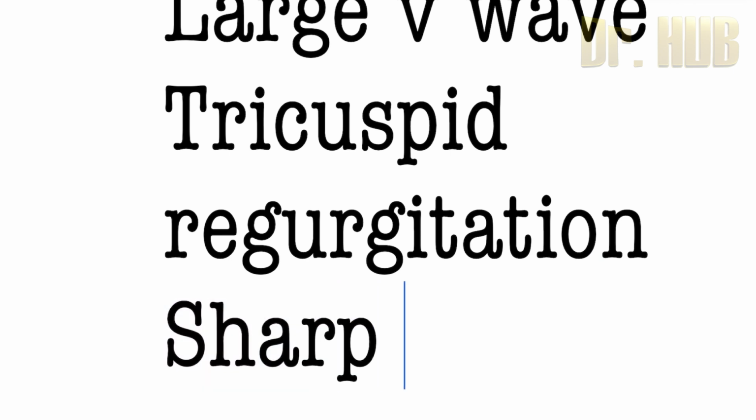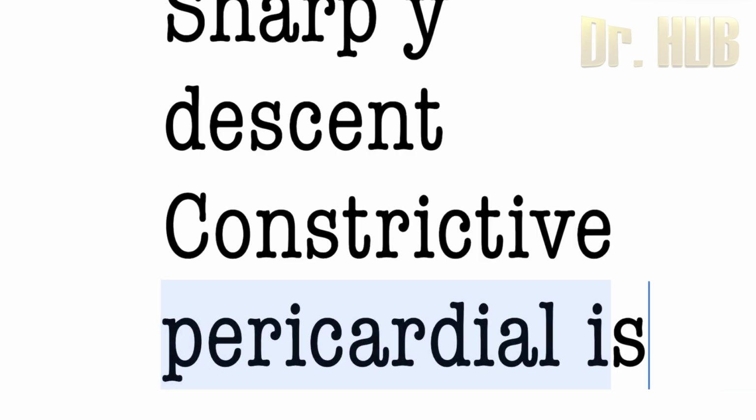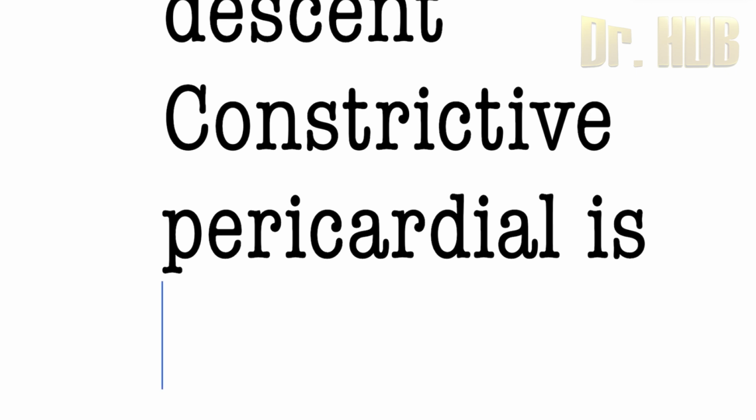Then looking at the sharp Y descent. The sharp Y descent is seen in case of constrictive pericarditis. Y is nothing but the opening of the tricuspid valve.